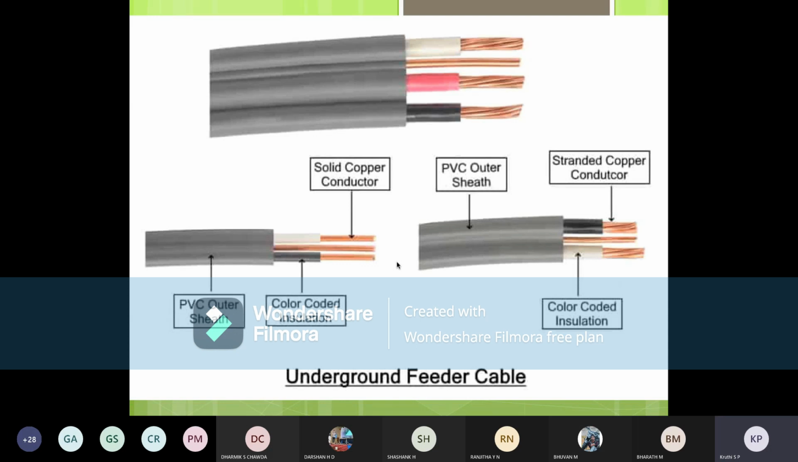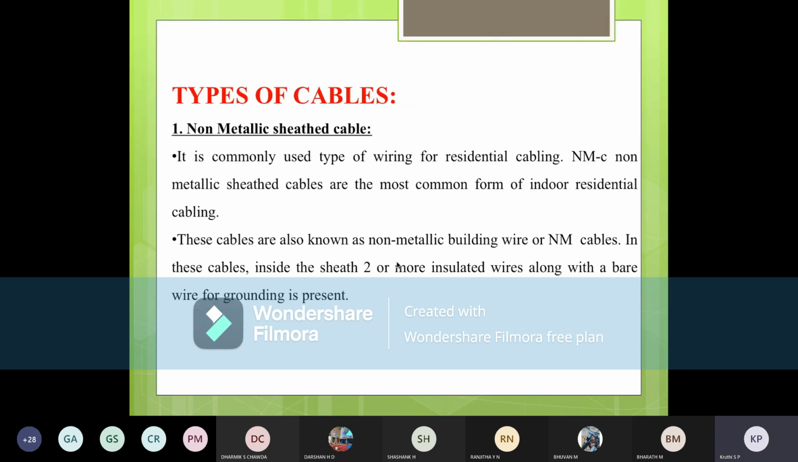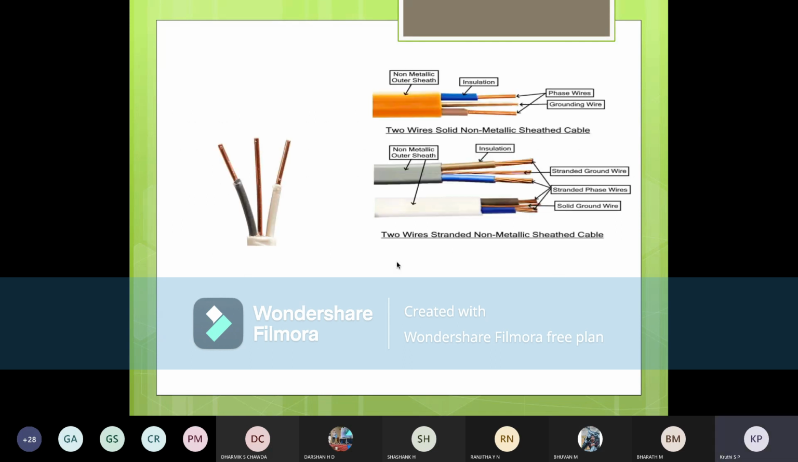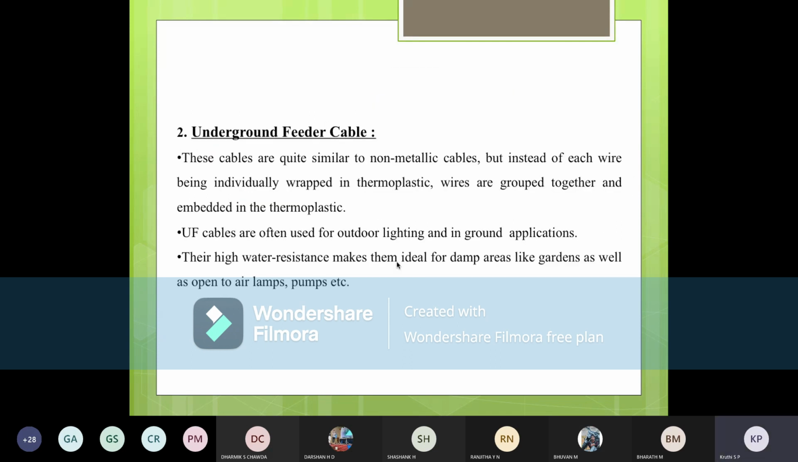Here, they are the best choice for avoiding poles and exposed wires by running them underground. This will be the best cable we have in our cable section. You have to remember one point here about the difference between non-metallic and underground feeder, that is, UF cable. We will also call this UF cables.